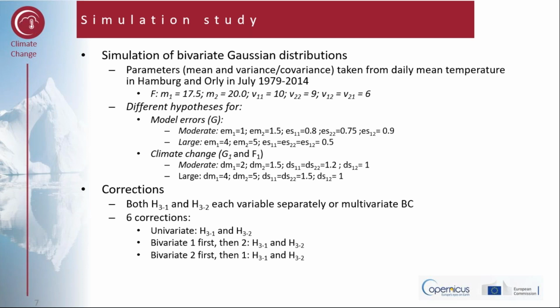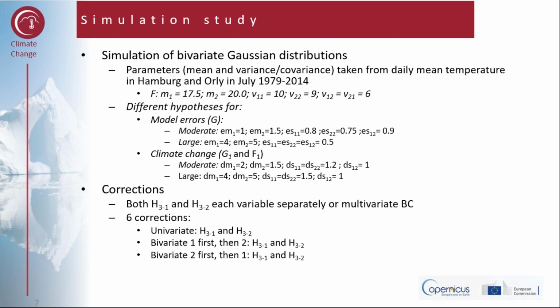Then with this set of parameters, we can simulate a bivariate distribution for the observations over the historical period, one for the climate model in the historical period, just using the model errors. Then we can simulate one bivariate distribution for the model in the future using both model errors and climate change. And we can simulate a bivariate distribution for the future period for the observations, just using the climate change.